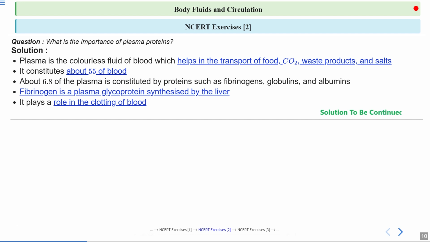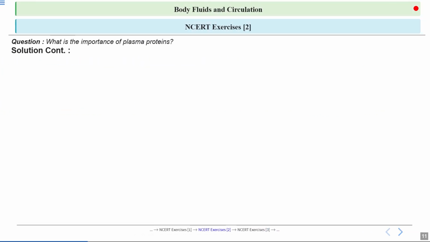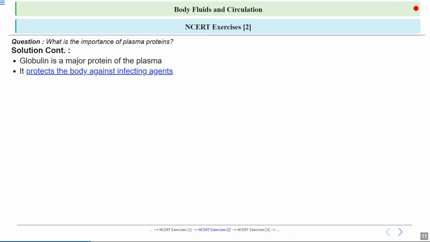Okay, so let's continue with the answer in the next slide. Clear? Let's talk about the globulin. Globulin protein is a major protein of the plasma and is very important for immune functions. Globulin's role is to protect the body against infecting agents.